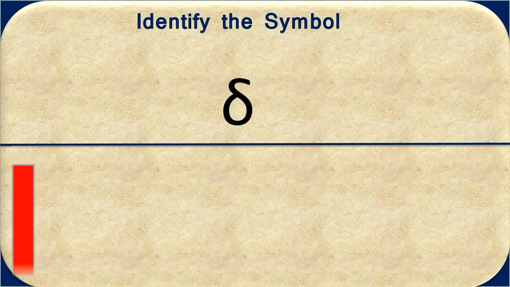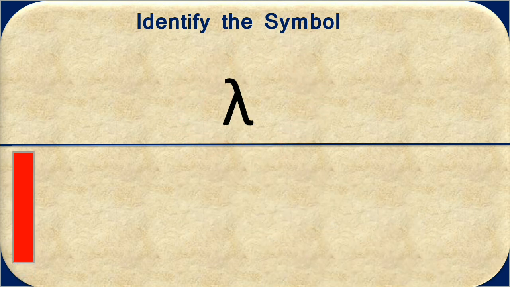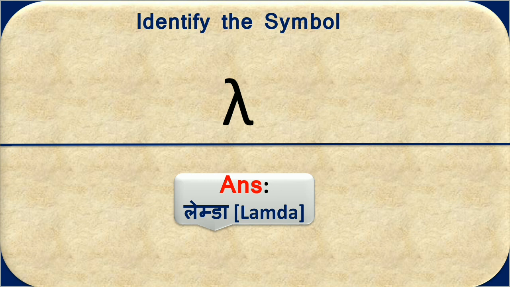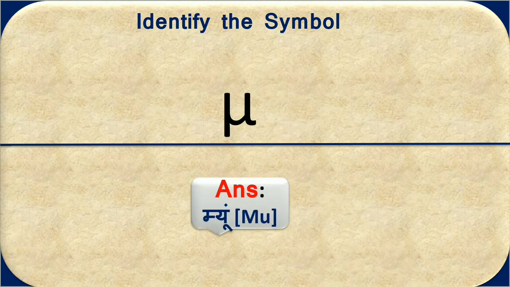Identify this symbol. This symbol is called as... Identify it. This is delta. Identify this symbol. This symbol is called as... Identify it quickly. This is lambda. Identify this symbol. This symbol is... Identify it quickly. This is mu.